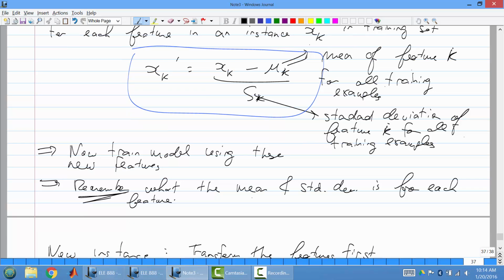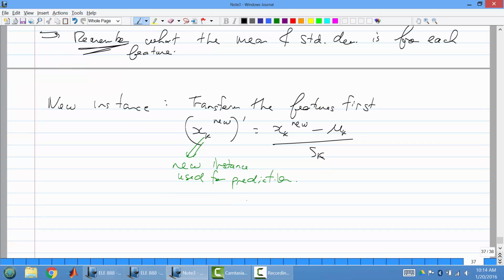Okay? Once you do that, now you take a new instance, something that you've never seen before, or you have seen before but you want to compare what the accuracy is. Then you take every feature and subtract its corresponding mean, divide by its corresponding standard deviation, and that would be the new feature that you use to submit to your prediction model. All right, so that's what you have to do. It's not so bad. The lab has more details about that. Okay. So that's about feature normalization.